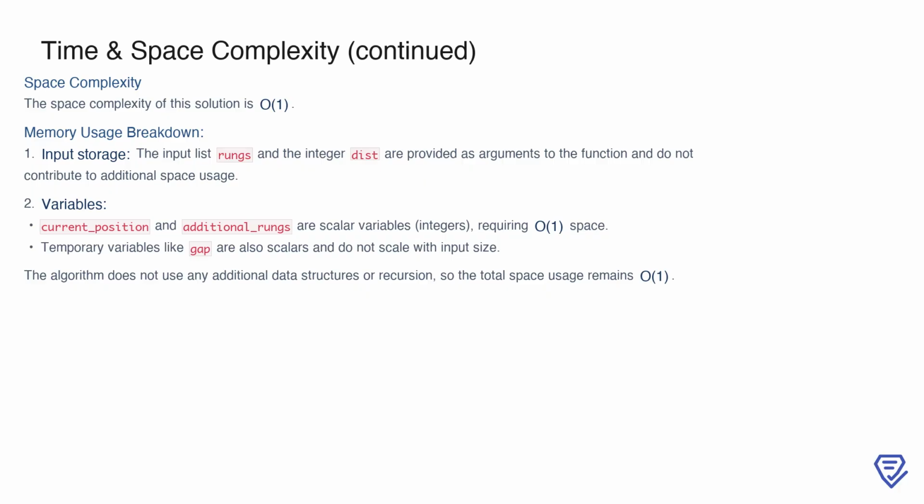This is because the algorithm does not rely on any additional data structures or recursion. The input list rungs and the integer dist are provided as arguments, and they do not require additional space allocation during execution. The algorithm uses a few scalar variables, such as current position and additional rungs, which each require only O(1) space. Similarly, temporary variables like gap are also scalars and do not scale with the size of the input. Since no extra space is allocated beyond these variables, the total space usage remains constant at O(1).